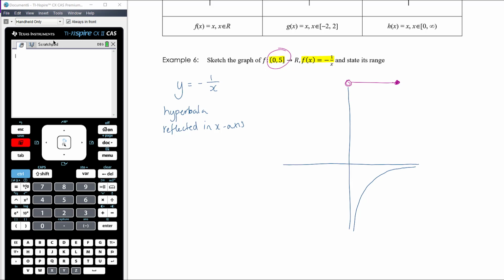So bigger than 0 is fine. There's an asymptote at 0. The graph doesn't exist at 0 anyway, so we're not going to draw it there. But we're going to stop when x equals 5.